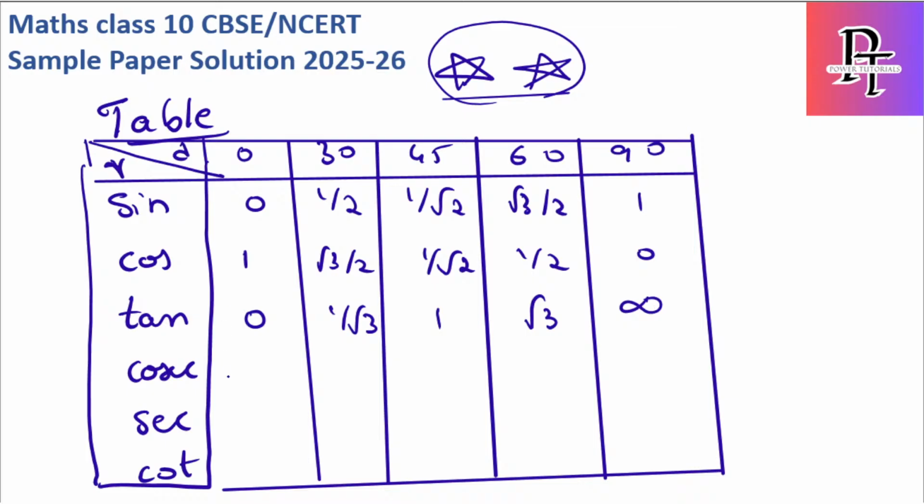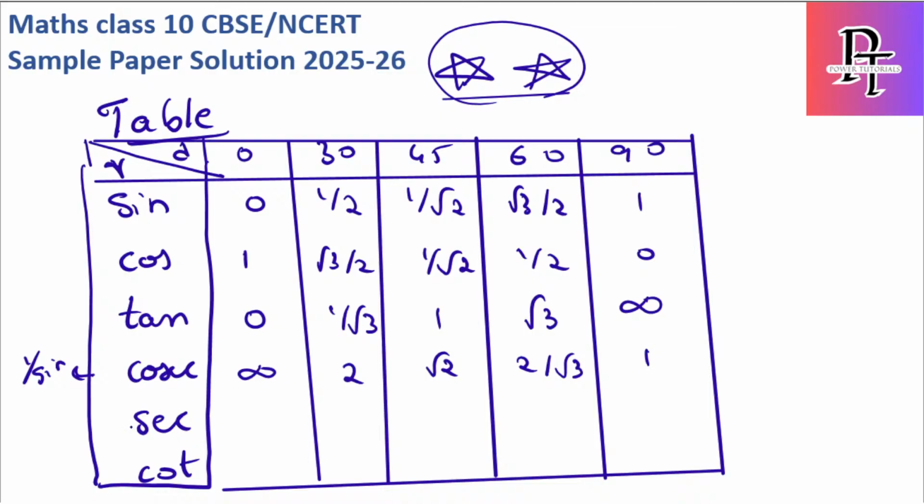Whereas for cosecant, it is 1 by sine. Cosecant is nothing but 1 by sine. So 1 by 0 is undefined, 1 by 1/2 is 2, 1 by 1/root 2 is root 2, this is 2 by root 3, and the next is 1 by 1, which is 1.